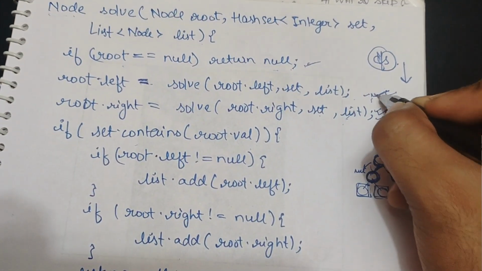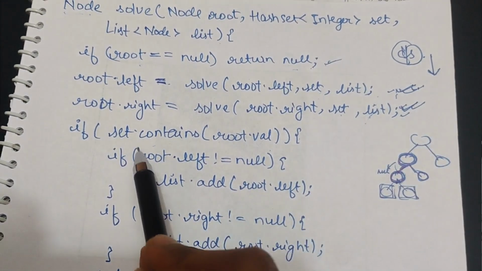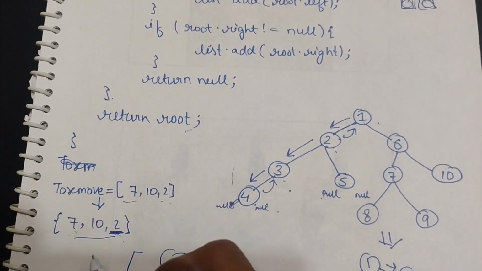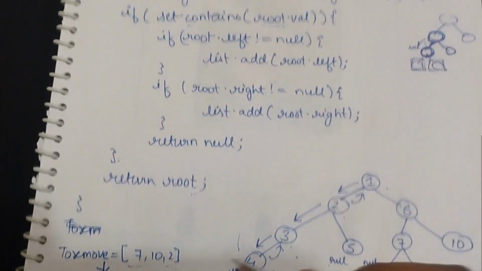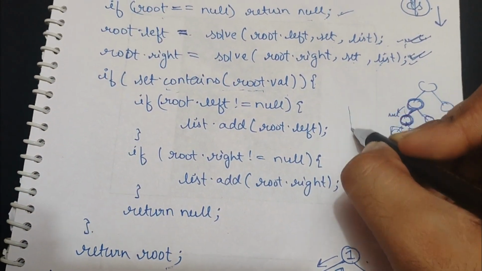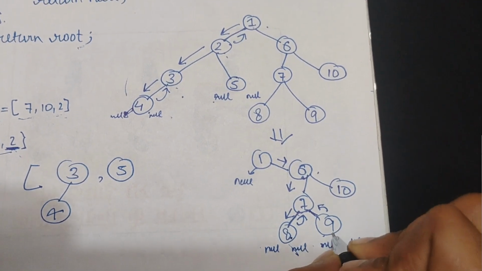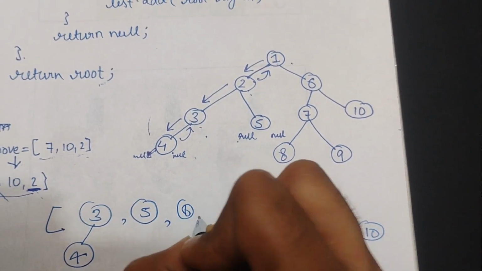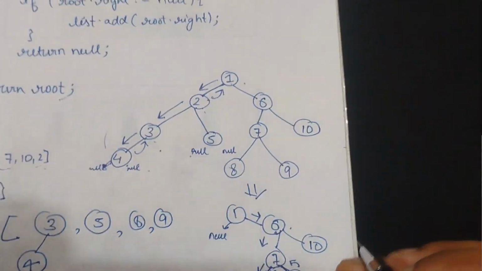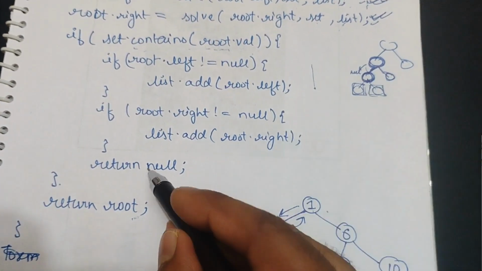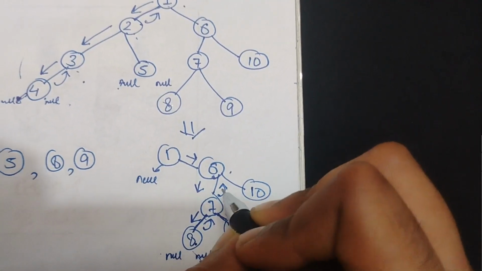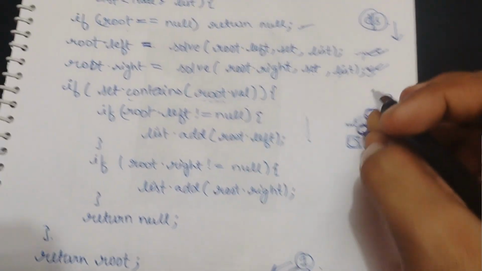Now 7 has executed these two lines. It will check does set have 7. Yes, it has 7 over here. Then do what? Store its left subtree and right subtree. It has 8 in left, 9 in right. So I will store this 8 and 9. After storing 8 and 9, return null. Now 7 will return null to 6.